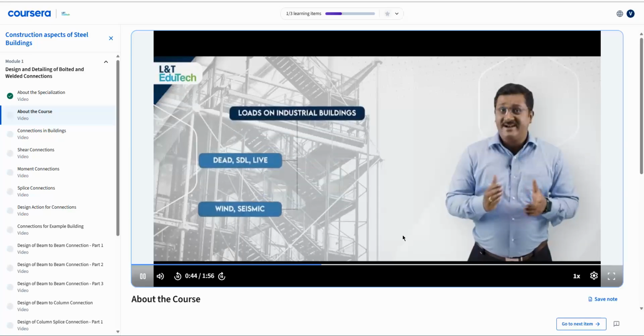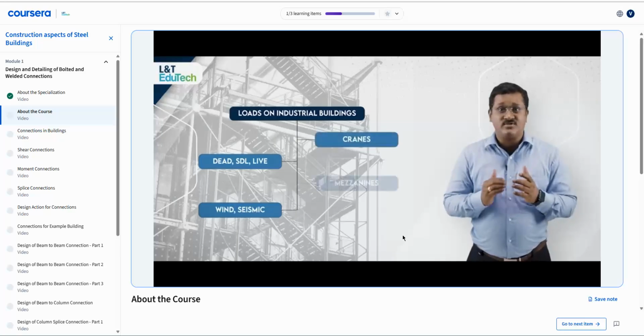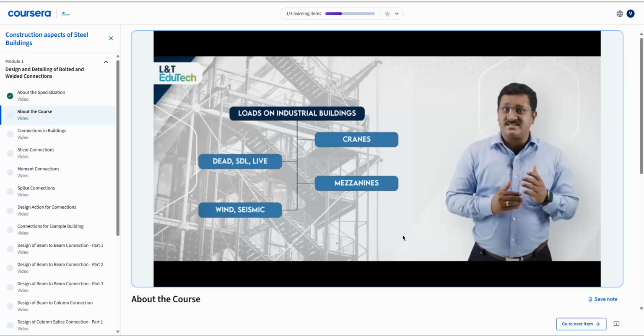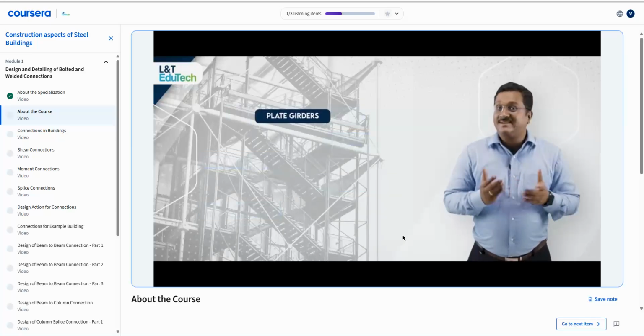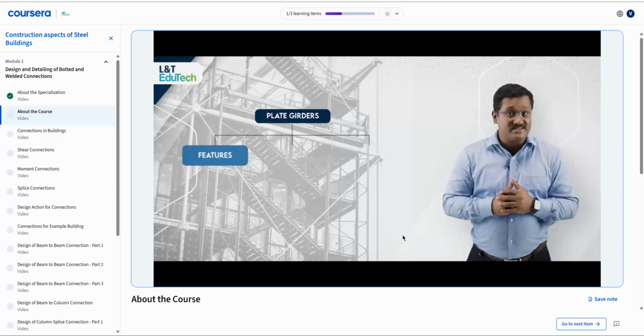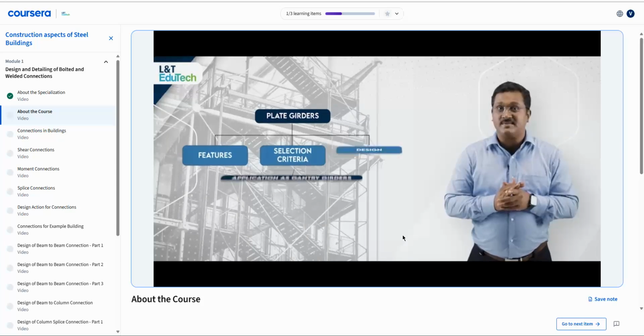Every building carries a load, and in industrial settings, cranes and mezzanine floors are the game changers. We'll evaluate the loads because of these actions and dive into their design. Plate girders are the workhorses. We'll design them step by step and explore the features and selection criteria for using them as gantry girders.